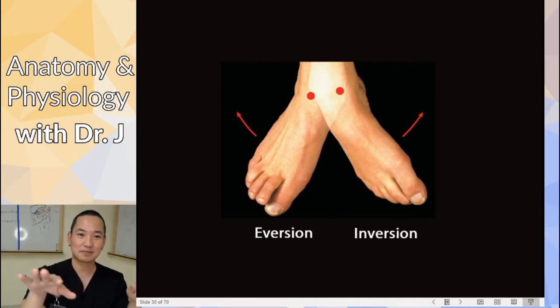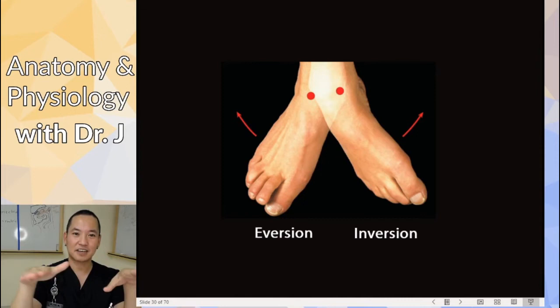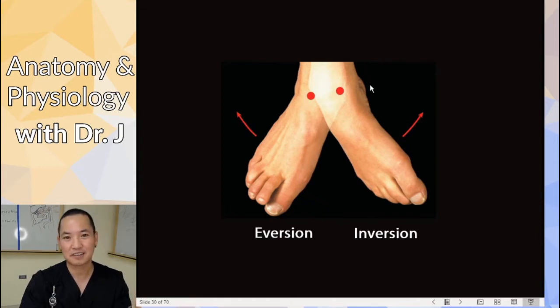But inversion is when you're going inwards toward the midline with the foot. So this kind of lateral movement. But eversion is going the opposite direction, so kind of splaying them out. So we're talking about this kind of lateral movement at the ankle. We're not talking about plantar flexion and dorsiflexion.